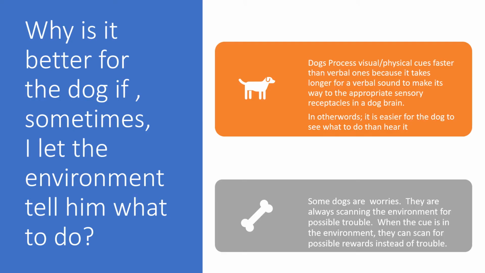Why is it better for the dog if sometimes I let the environment tell him what to do rather than me telling him what to do? Dogs process visual, physical cues faster than verbal ones because it takes longer for the verbal sound to make its way to the appropriate sensory receptors in the dog's brain. In other words, it's easier for the dog to see what to do than to hear it. Some dogs are worriers. They're always scanning the environment for possible trouble. When the cue is in the environment, they can scan for possible rewards instead of trouble.